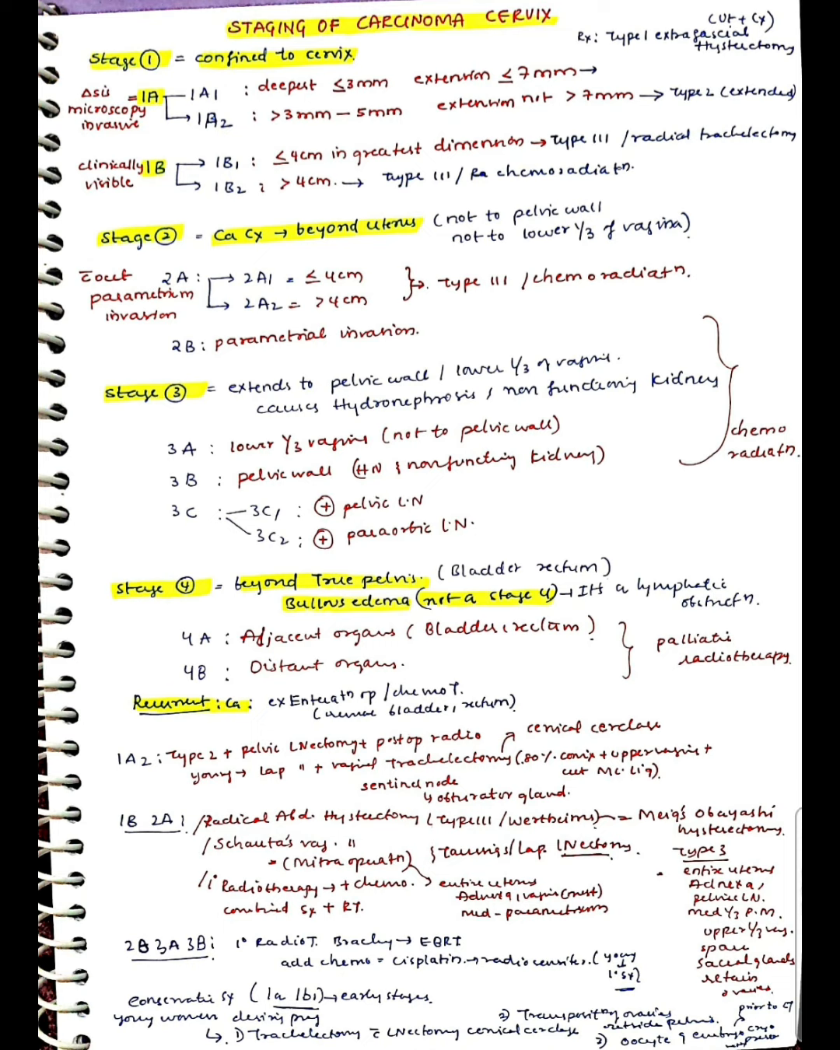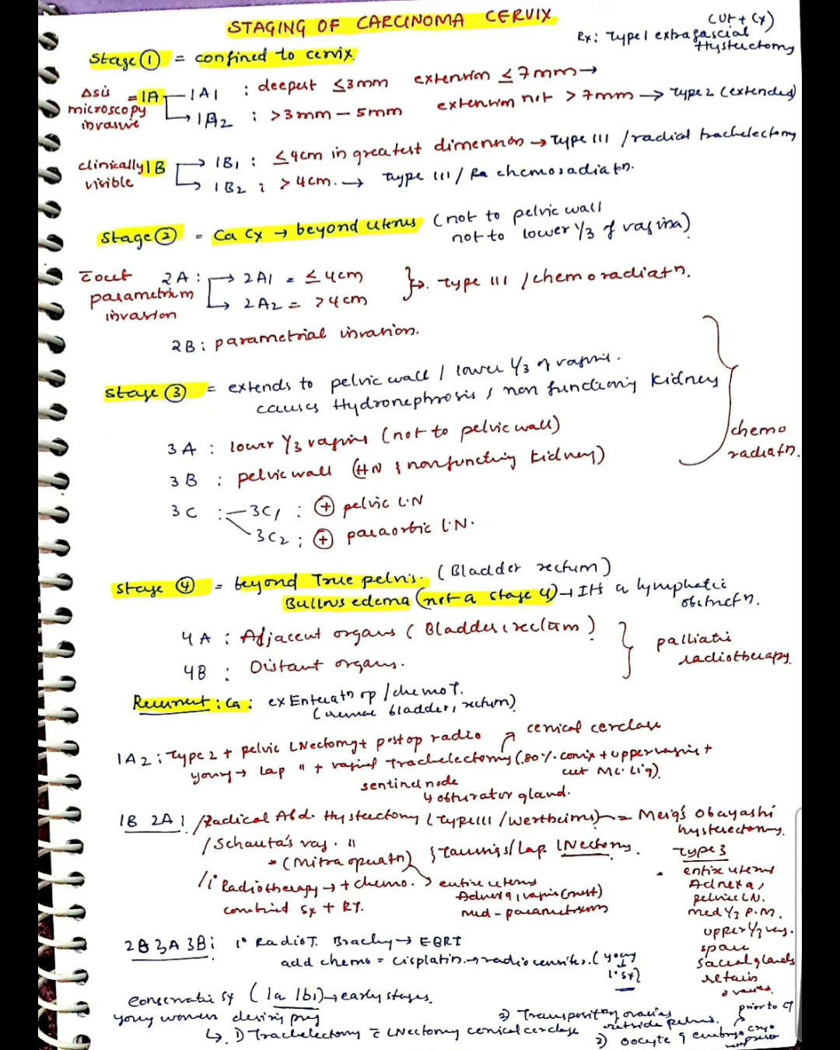In stage 1A2 we'll go with the type 2 hysterectomy, and if at all the lymph nodes are involved, we'll do the pelvic lymphadenectomy. And if lymph nodes are involved and you do the pelvic lymphadenectomy, you have to give post-op radiation. If a young female has stage 1A2 and she decides to conceive a pregnancy, then you have to go with the laparoscopic lymphadenectomy and vaginal trachelectomy procedure.